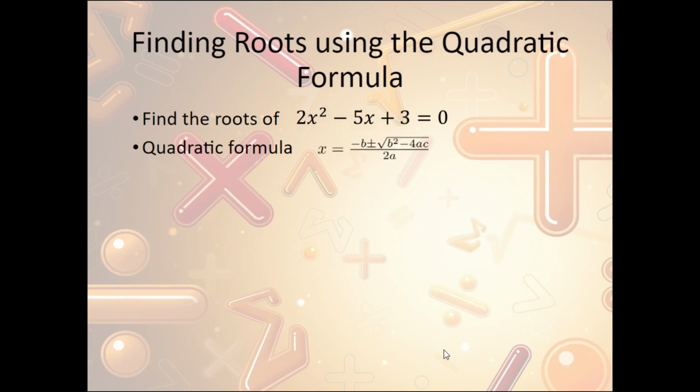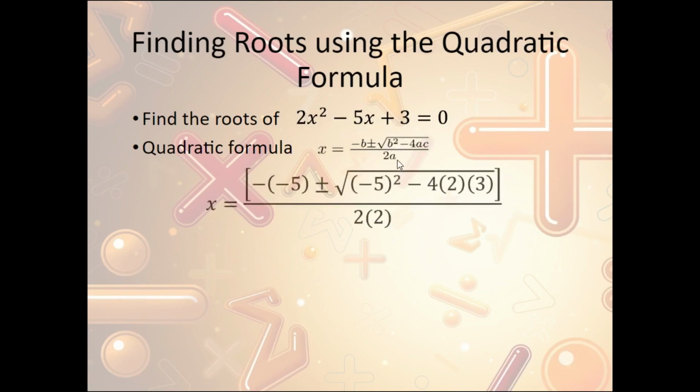So let's look at another example. We have 2x squared minus 5x plus 3 is equal to 0. We're going to plug it into the formula. So we plug negative 5 in for b, again negative 5 in for b here, we plug 2 in for a, and we plug 3 in for c, and then we plug 2 in for a down at the bottom. We get this.